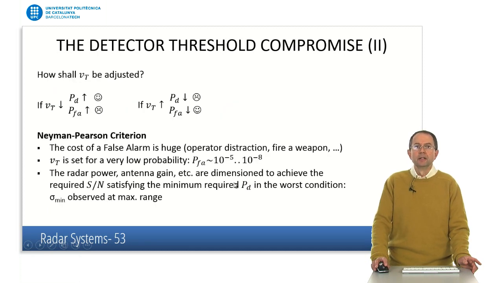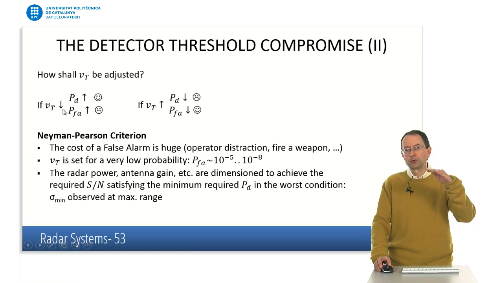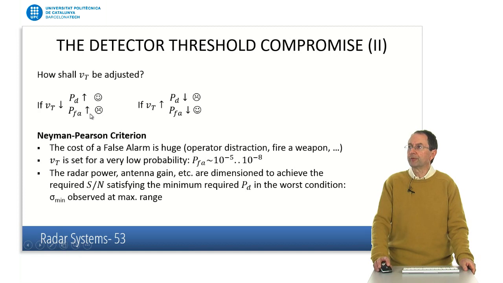Okay? Now, how should we adjust this threshold parameter? Of course, if we adjust the threshold to a low level, the probability of detection will increase, but also the probability of false alarm will increase, which is not very nice in a radar. False alarm is something we have to avoid in a radar. Otherwise, if we increase the VT parameter, then the probability of false alarm will decrease, which is good, but we are also going to lose targets. So the probability of detection is going to go to a lower value. So now, how to adjust the VT?